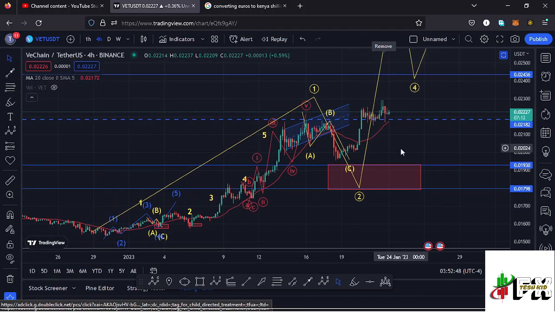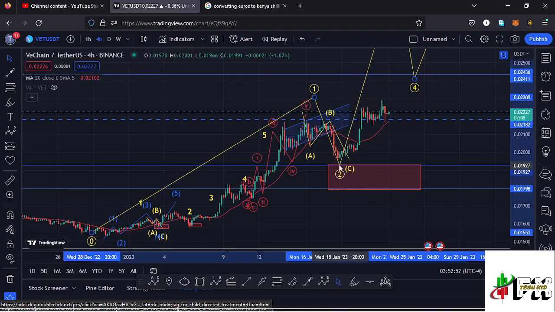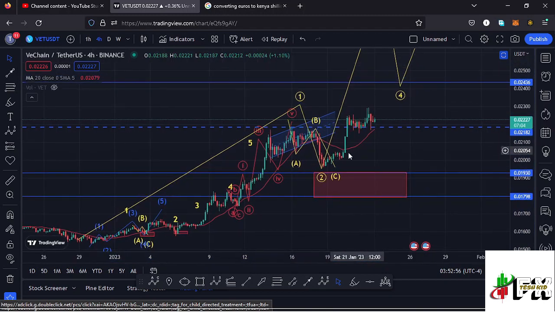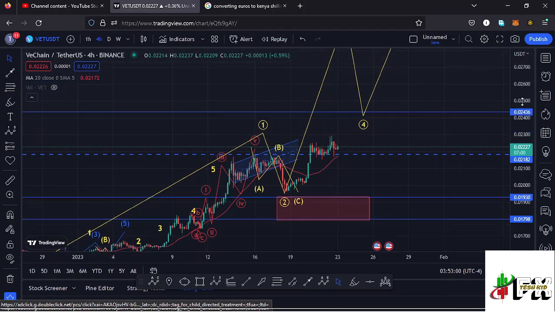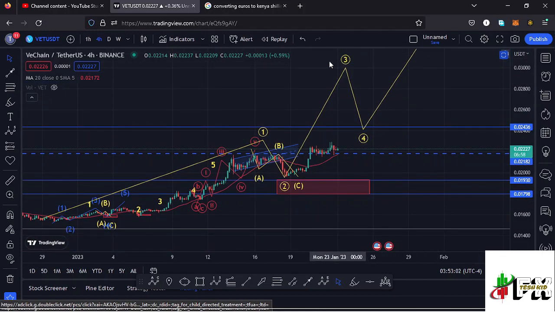And the very first one is, maybe we have seen the low for this second wave in this low that we made at around the $0.01952 mark, and whatever we are seeing at the moment could be the start of the formation of a higher Elliott wave count 3, which we expect after seeing the formation of a second wave.